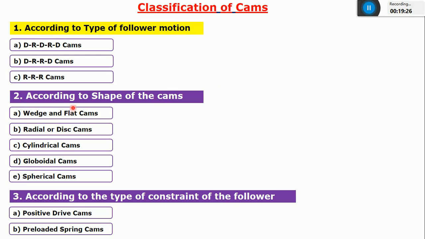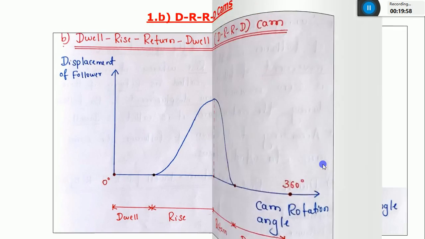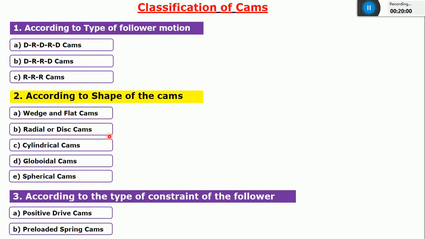Then I'll go to the next one, that is according to the shape of the cams. Based on the shape of the cams, I'm going to classify the cam and follower as wedge and flat cams, the second one as radial or disc cams, the third one as cylindrical cams, and the fourth one as globoidal cams. Again, in the globoidal, there are two types: one is a convex type, and one more is a concave type. And the last one is spherical cams.